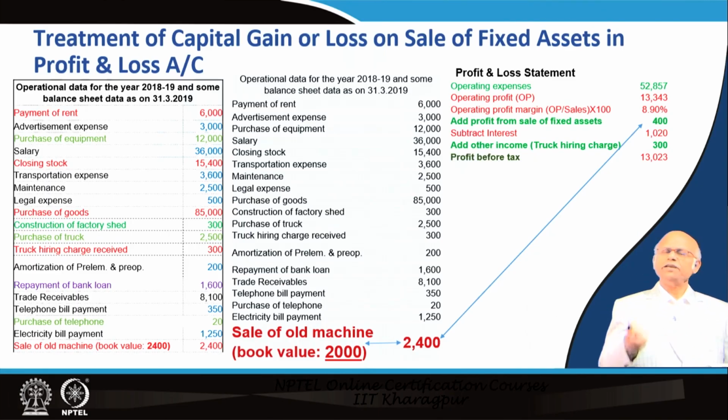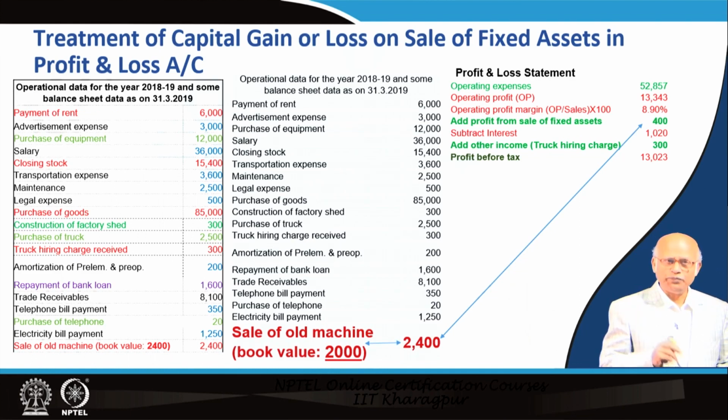Okay, before that, if you sell at book value, 2,400 is the book value, you sold at 2,400, no treatment is necessary in profit loss account, because you have not made any profit or gain. But in balance sheet, you have to eliminate that asset from your balance sheet. You have to deduct 2,400 from total asset. You do not have to depreciate anything anymore. So, that is when you make no profit.